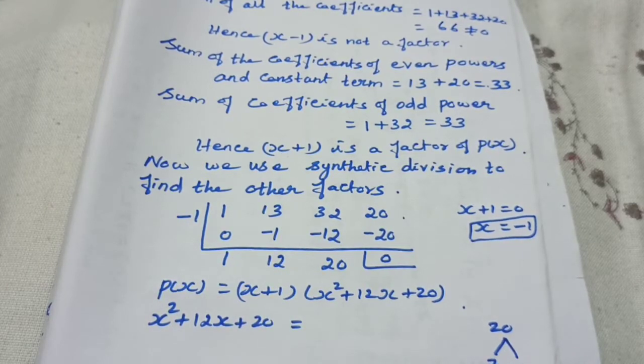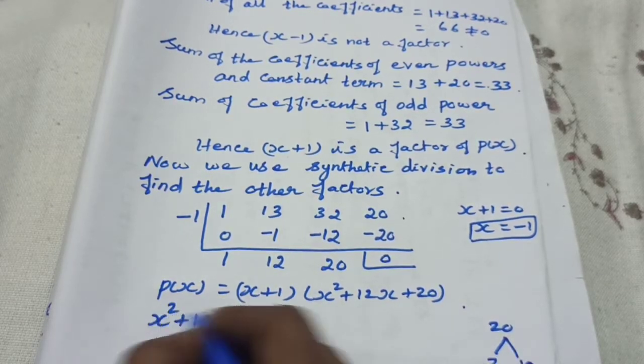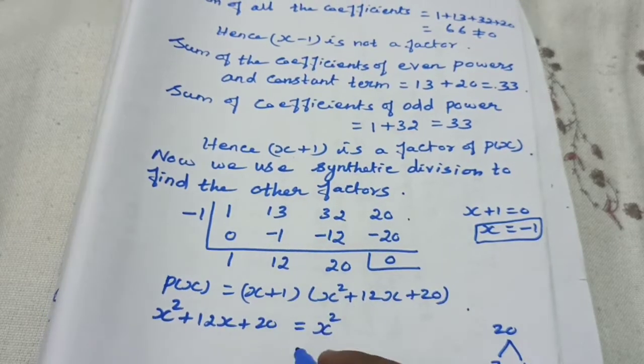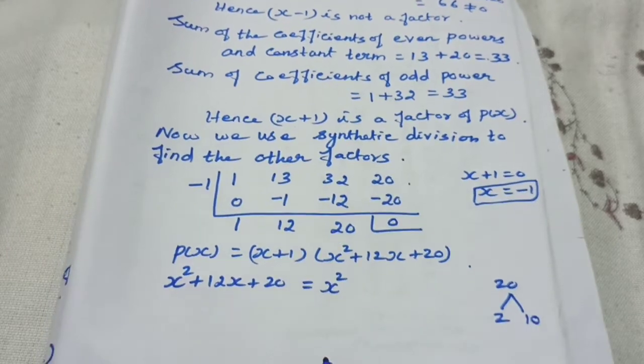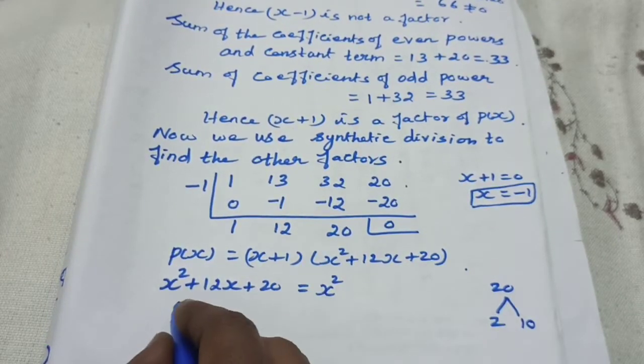Very good. Here 2 and 10. Correct? 2 and 10. Then shall we write here this x square term like that, write it. Can you remember this one? Already we learned. Okay, factorization method. Already we learned.